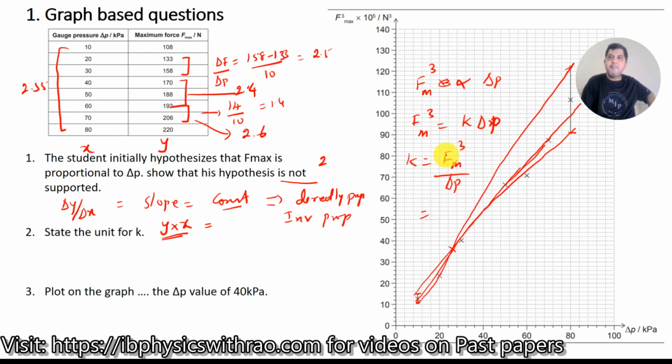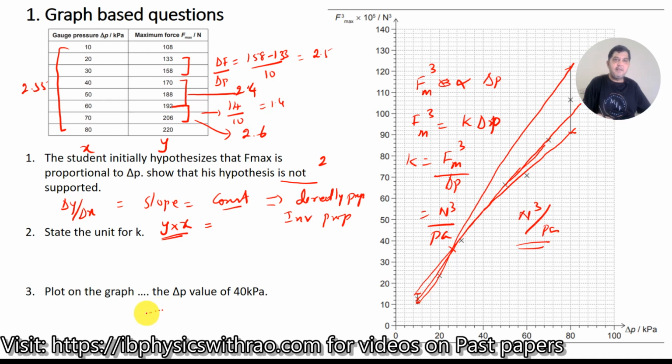So what is f max cube here? It's N cube, already given. Divided by what is the value of p here? Kilopascal has the suffix kilo, the multiple, given. I don't need this kilo, just use pascal. So the unit of k should be Newton cube per pascal. You might get a larger value or a lesser value, the numerical value can be anything. And plot on the graph the delta p value of 40 kilopascals.